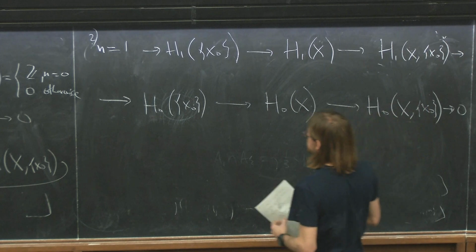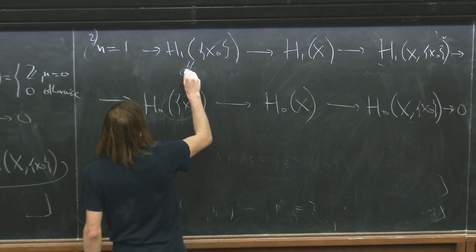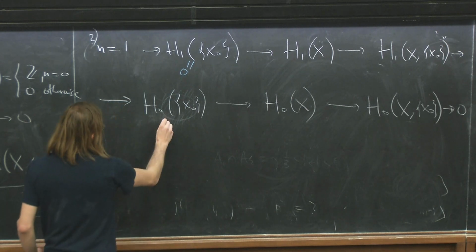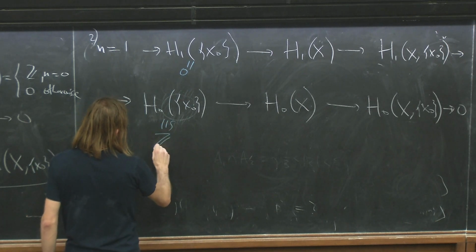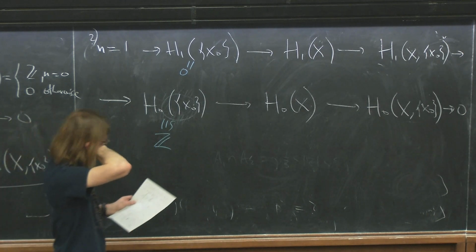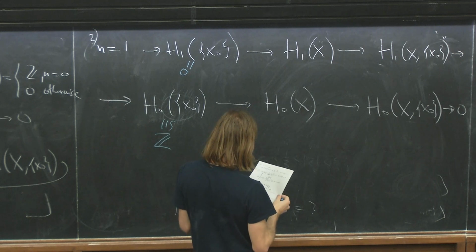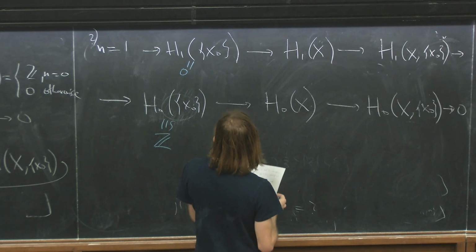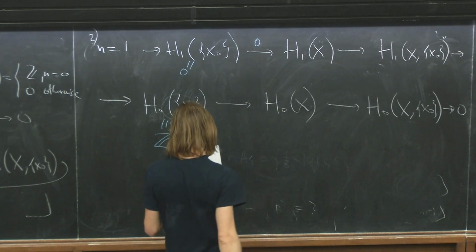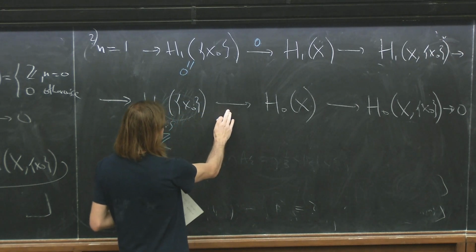Okay, good. So this is still the degree first. This is still 0, but this is now non-trivial. This is isomorphic to Z. And so this map is still trivial. I want to argue that this map is injective.